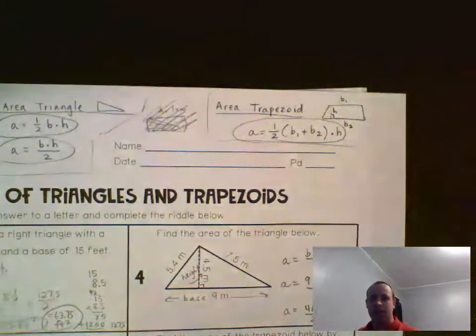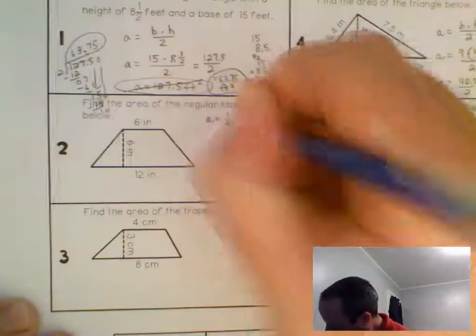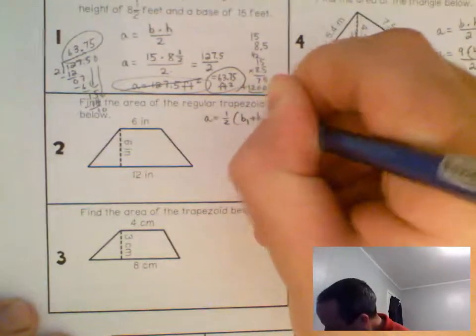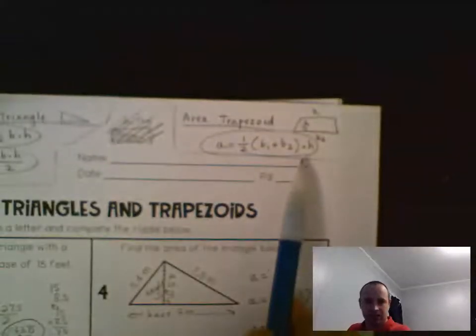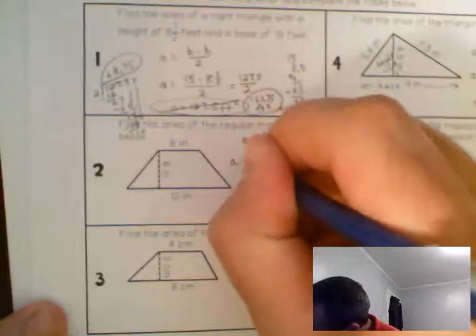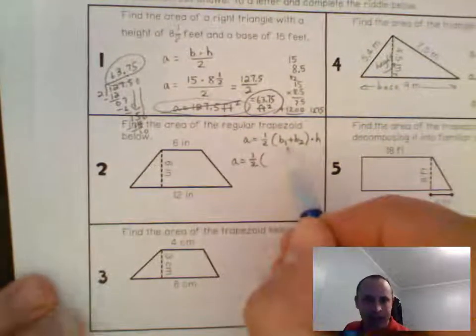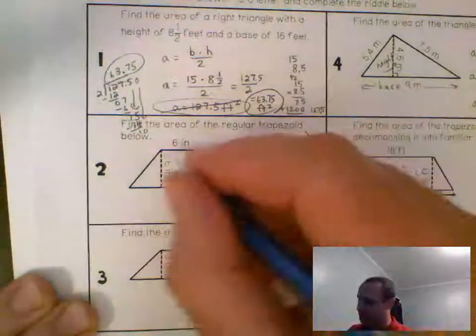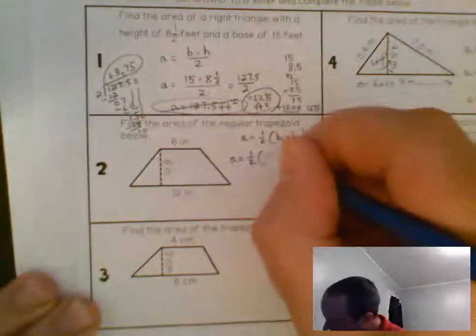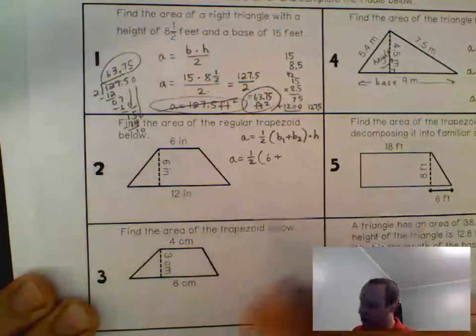Okay, so let's write down this formula. A equals 1/2 parentheses B1 plus B2 times H. Okay, so I'm just taking this formula and I'm copying it down here. Okay, so my first step would be to find out what B1 and B2 are. Okay, B subset 1 would be one of these. Okay, maybe this top, we'll call this top one B1. So that's 6 plus your second base, B subset 2, would be like the 12.